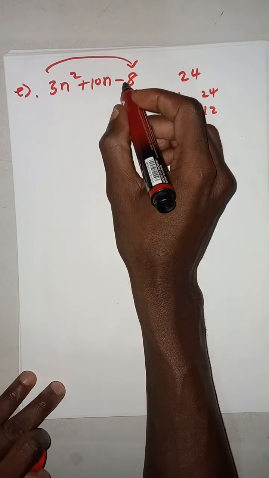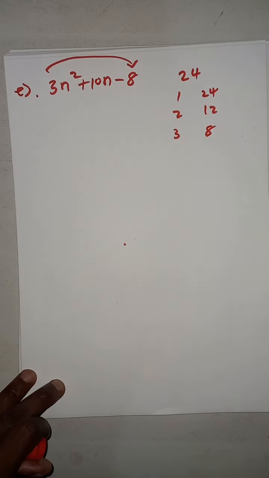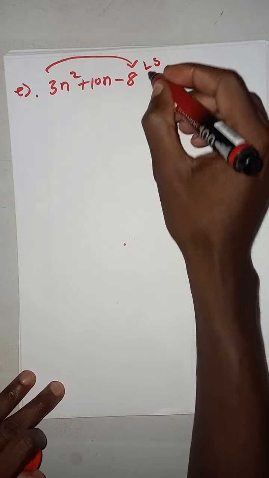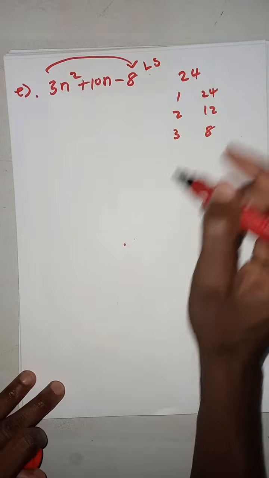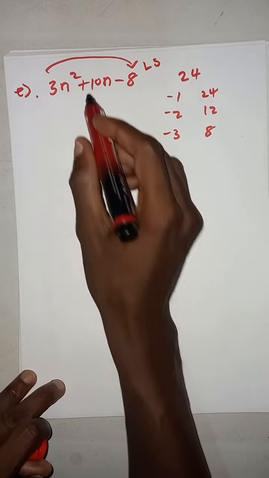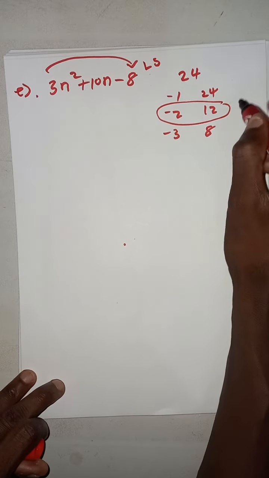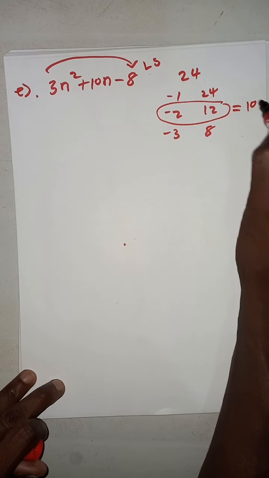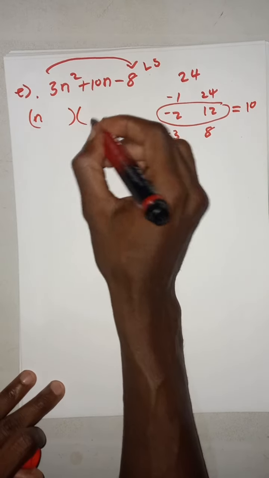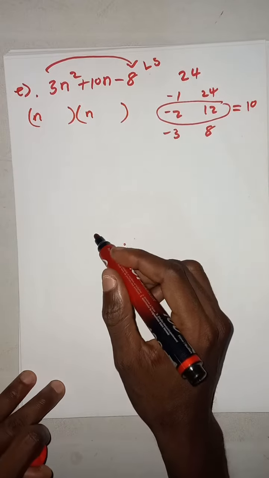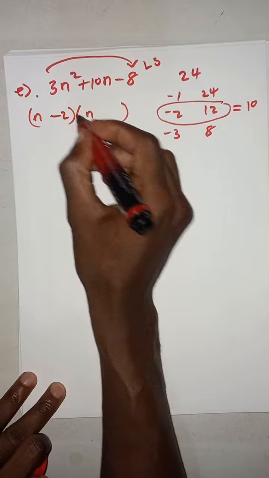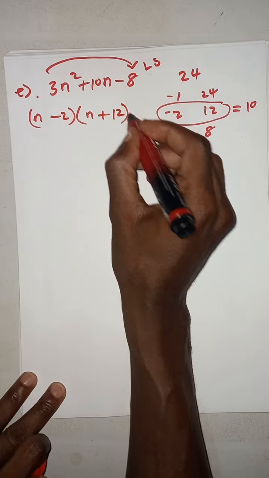So, well, since the last one is negative, it means I'm going to use LS. Last, small should be negative. So which two can I add to give me positive 10? Definitely it will give me positive 10. These ones, which means I write my 3n, n, another n, and then I select between the two. Minus 2, I put it here. Positive 12, I put it there.